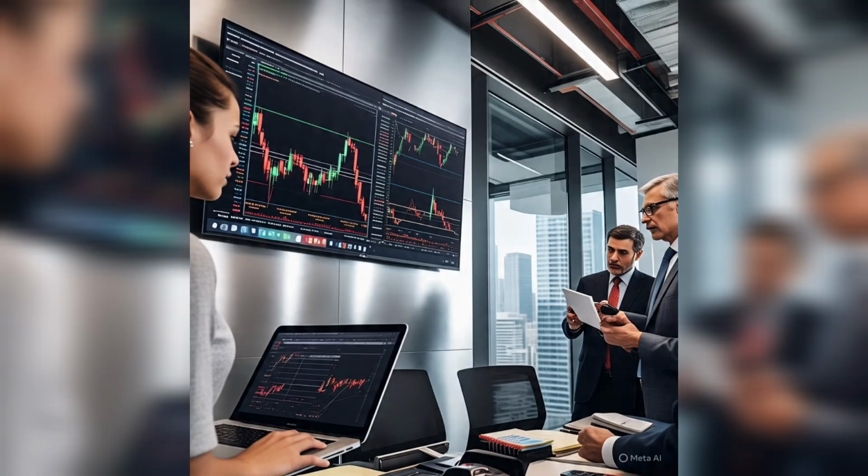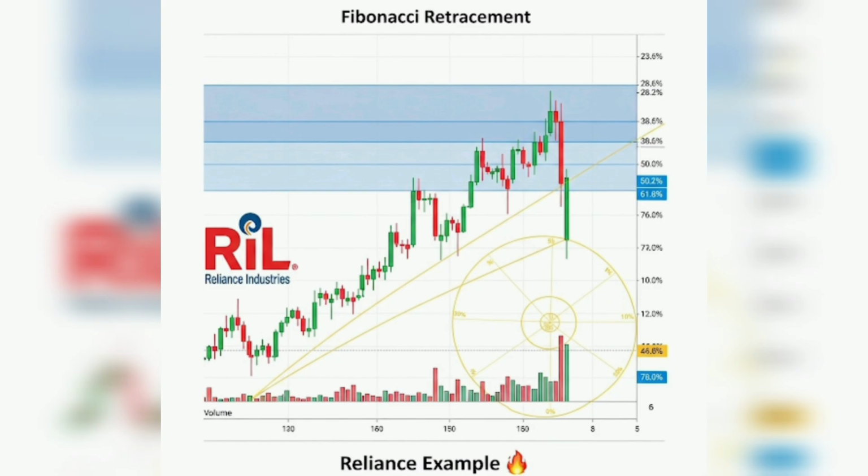Example, Reliance Industries. Let's take an example. Reliance recently made a high of 1,551 rupees and a low of 1,115 rupees. So the price range equals 436 rupees. Now let's calculate retracement levels.